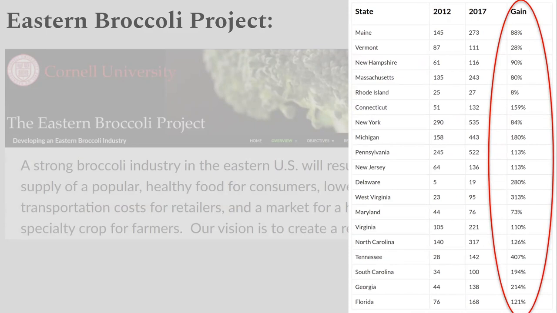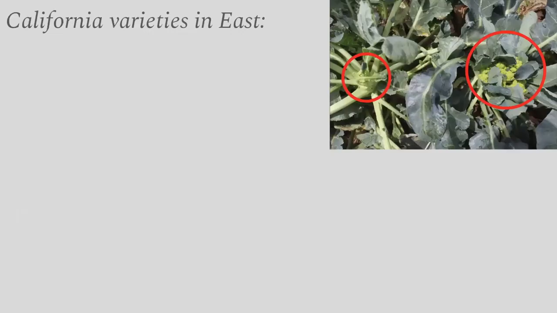What's the bottleneck? Why do you need an Eastern broccoli project? So the truth of the matter is when you grow California varieties of broccoli on the East Coast, they usually look terrible. They were bred in California for California conditions. They're not adapted to the East Coast.